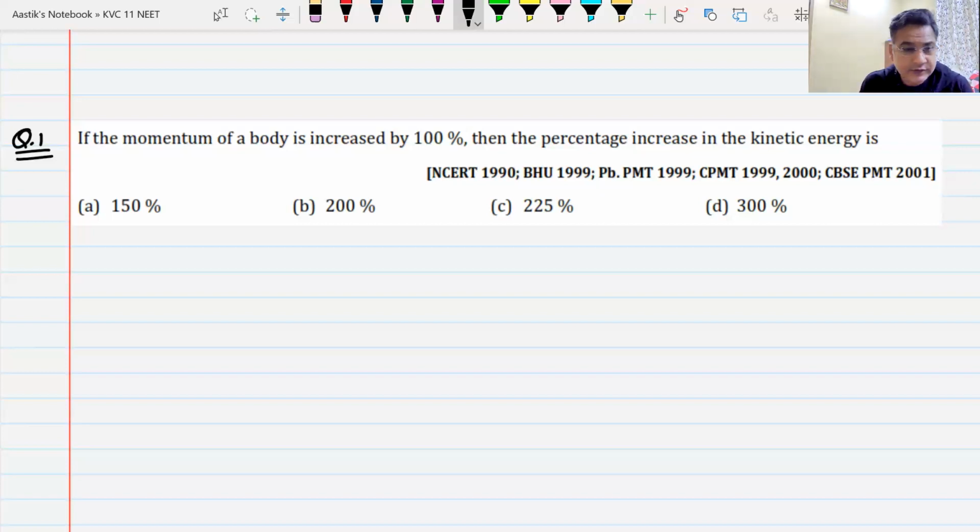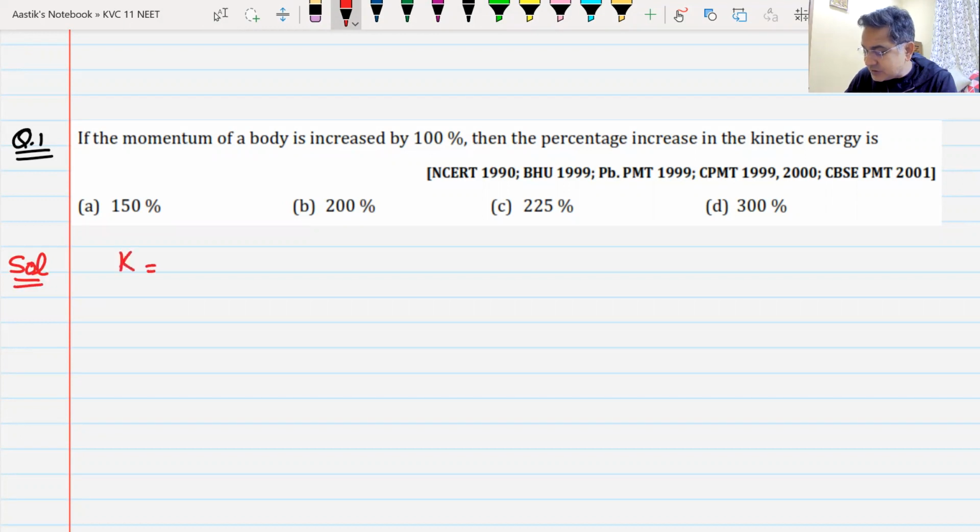Option A, sir. Option A, 150%. The answer is 300%. But okay, well tried. How did you get it? Let us solve it together and see how we are supposed to do it. Please watch the steps very carefully. You have to find the percentage increase in kinetic energy. So let us start one by one.